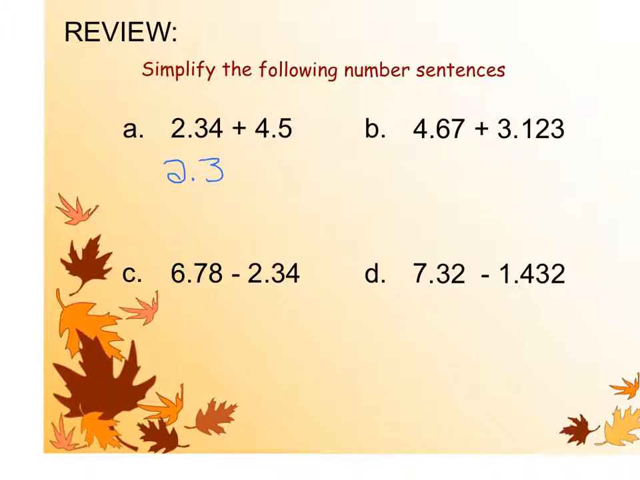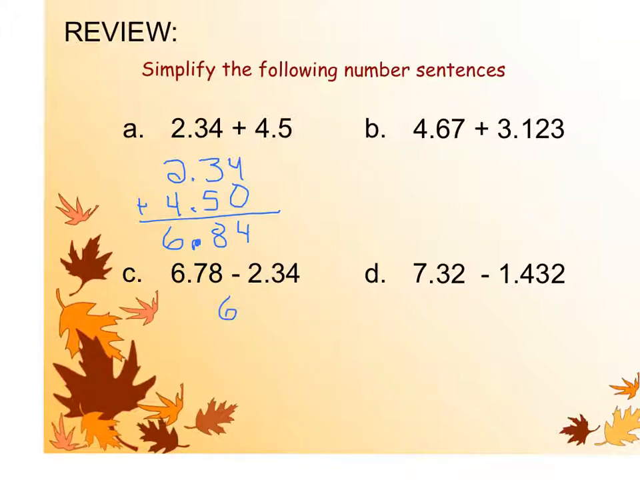So 2.34 plus 4.5, we line up the decimals, and if the numbers don't match, you put a 0 as a placeholder. So 4 plus 0 is 4, 3 plus 5 is 8, carry down the decimal, 2 plus 4 is 6. With subtraction, it's the same thing.